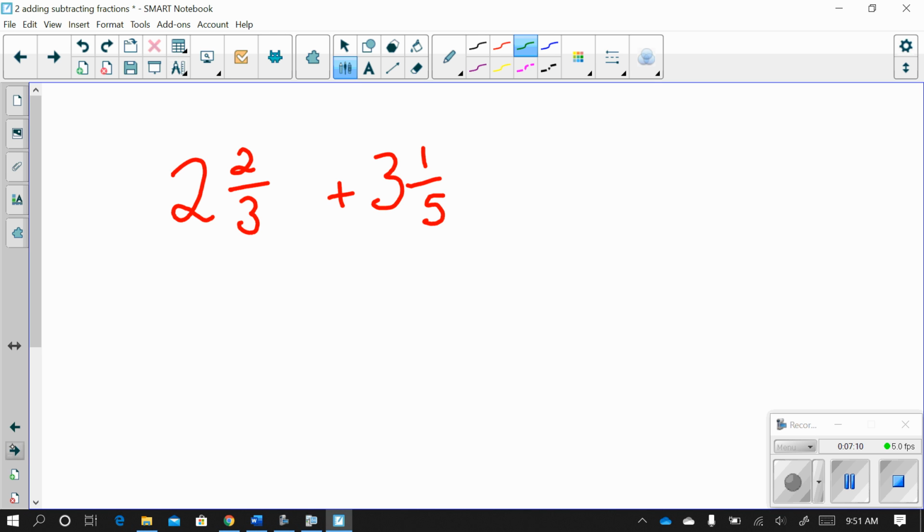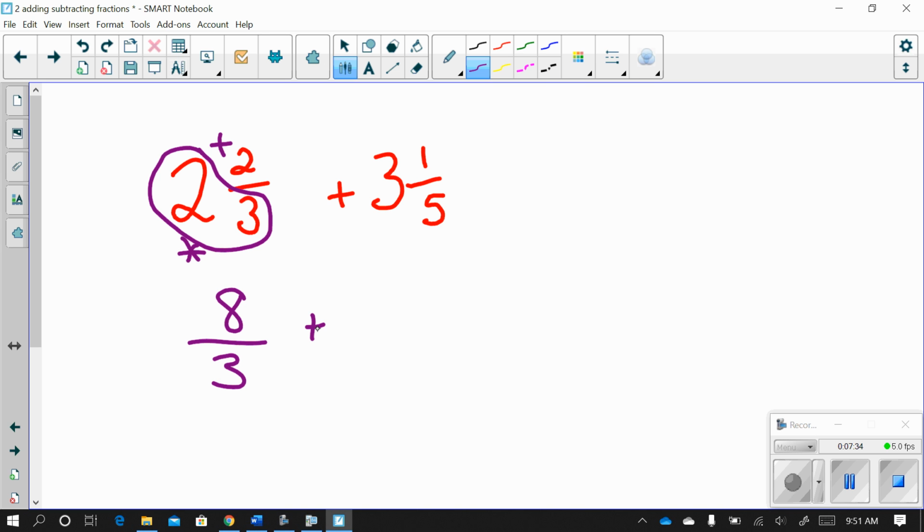Remember, an improper fraction is a fraction that has a bigger numerator than it does a denominator. To do this, I use something I call the jelly bean trick. I'm going to draw a jelly bean around these two numbers. Multiply these two numbers. 2 times 3 is 6. And I add the top. So it's 6 plus 2. That becomes 8. The denominator stays the same.